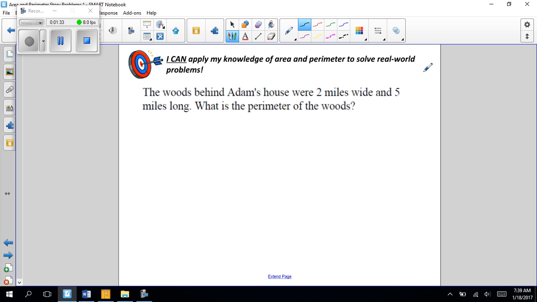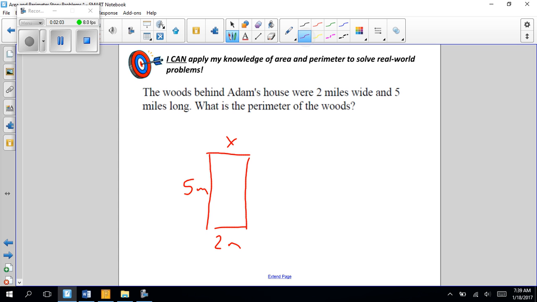All right, so the woods behind Adam's house were 2 miles wide and 5 miles long. My suggestion every single time you talk about a problem like this, we draw it. So wherever Adam's house is, you can draw his house somewhere if you want to. So maybe you have a little X to say where his house is. And then it's 2 miles wide behind his house, and it's 5 miles long. So I'd say 2 miles here, 5 miles here. Question says, what is the perimeter of the woods?